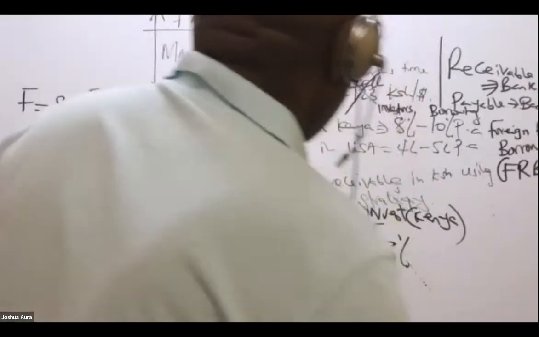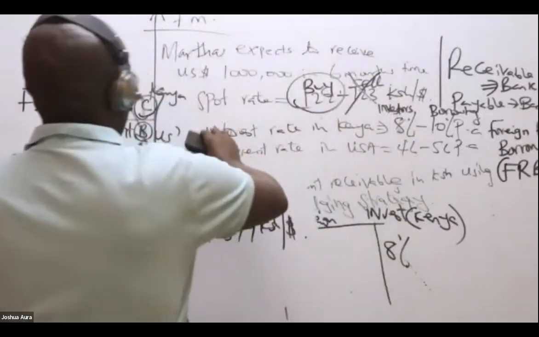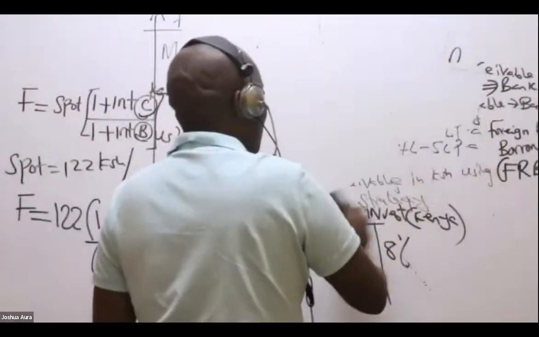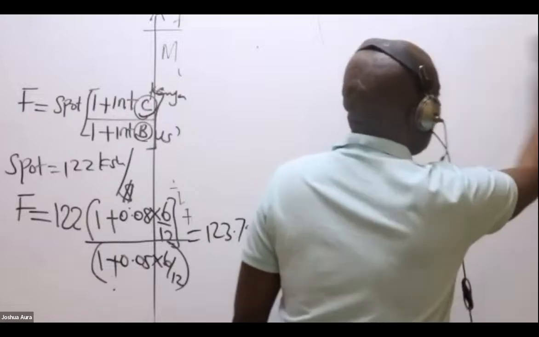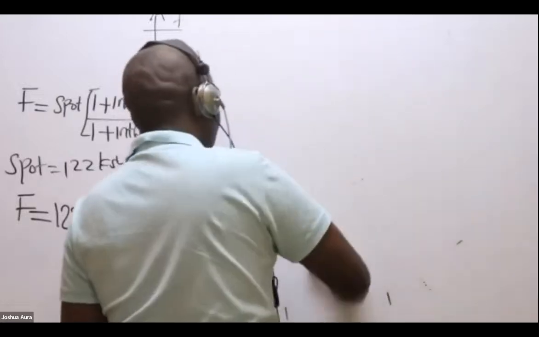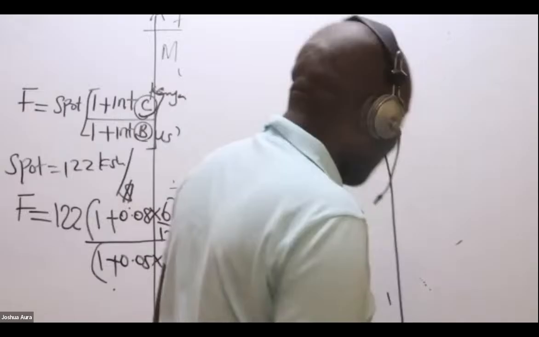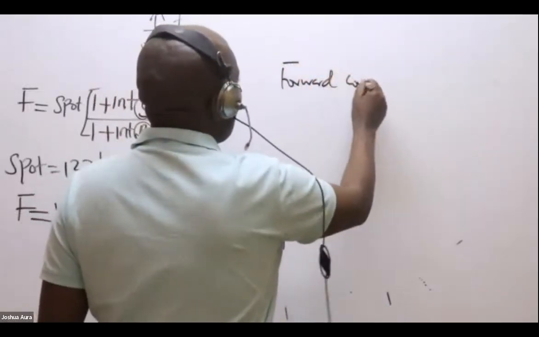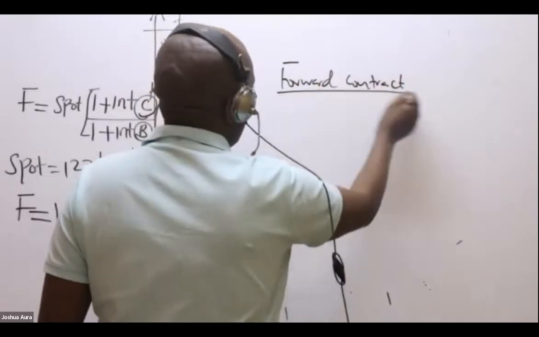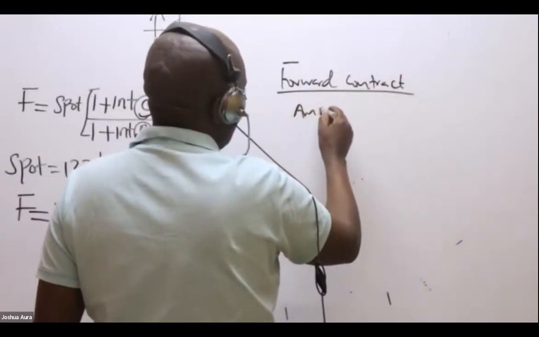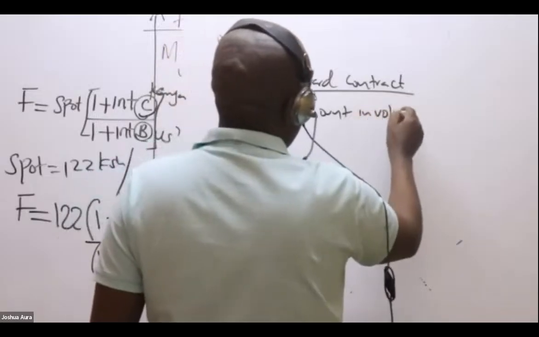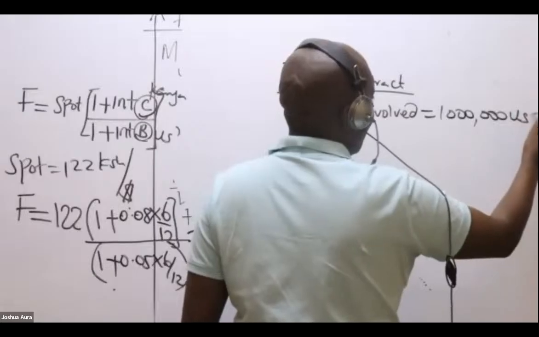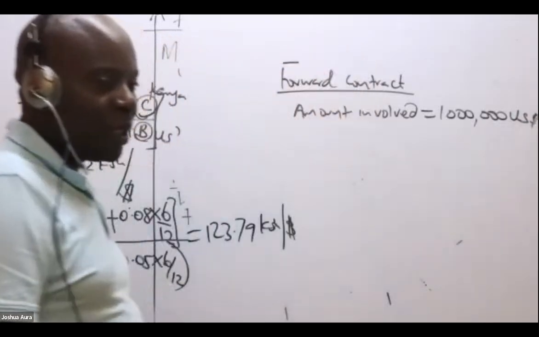Now from there, remember you need 2 things to be able to do the translations. Under a forward contract, you need 2 things. Number 1, the amount involved. The amount involved is $1 million US.